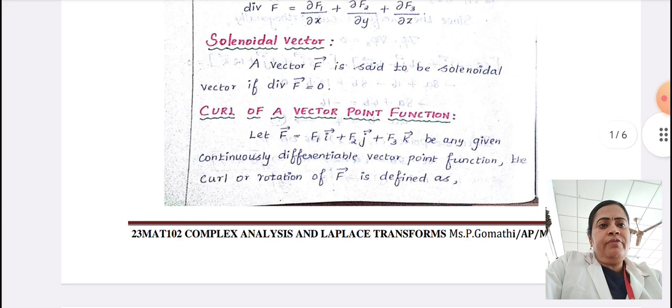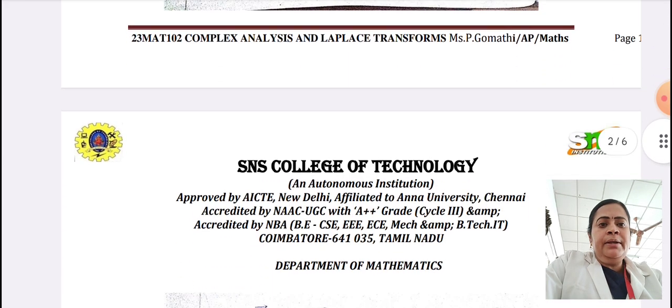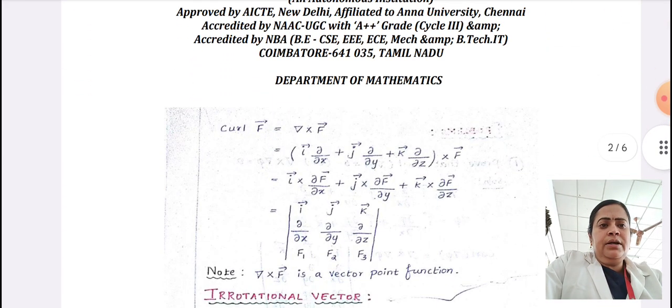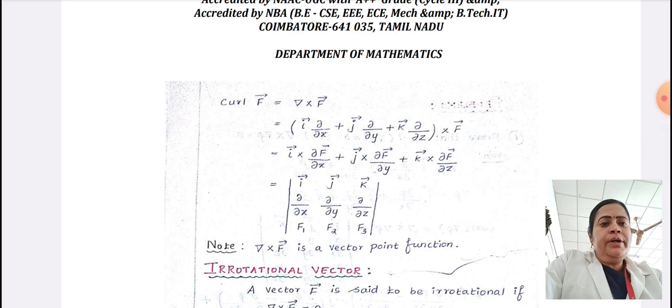Next, curl of a vector point function. Curl is nothing but the cross product. Suppose f vector equals f1 i plus f2 j plus f3 k is any continuously differentiable vector point function, then curl or rotation of the vector is given by del cross f vector. Curl f vector equals del cross f vector. Already you know the definition of del: i into dou by dou x plus j into dou by dou y plus k into dou by dou z into f vector. That is the determinant with rows i j k, dou by dou x, dou by dou y, dou by dou z, and f1, f2, f3. So del cross f is given by the determinant.